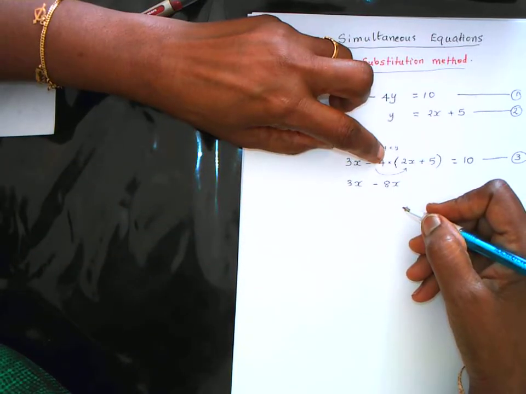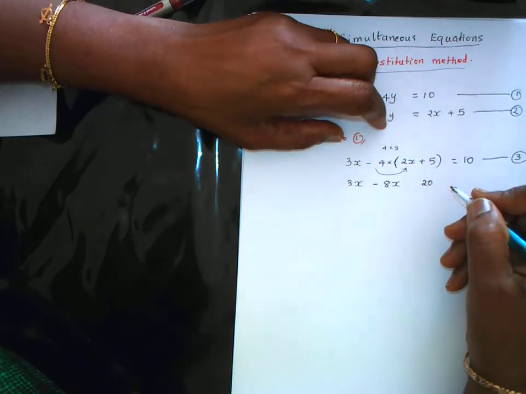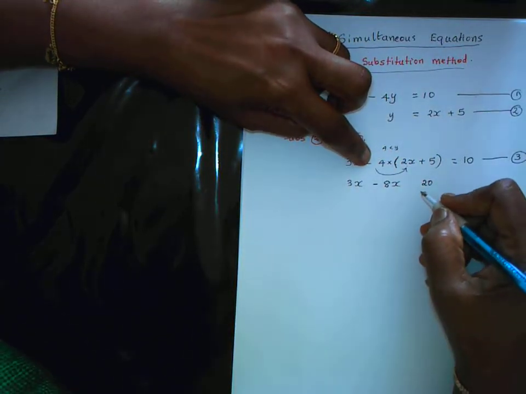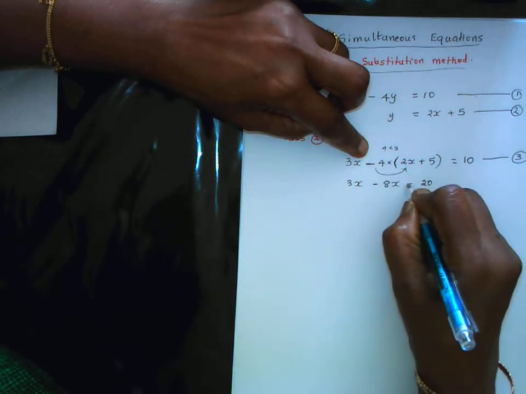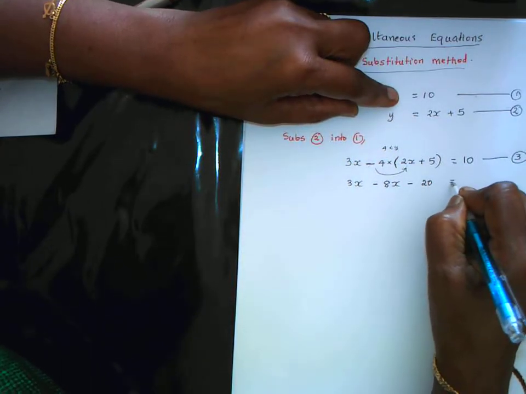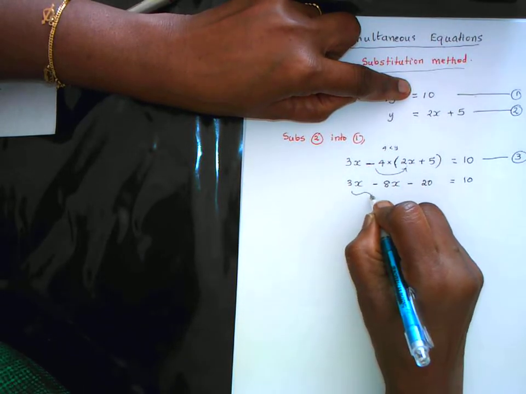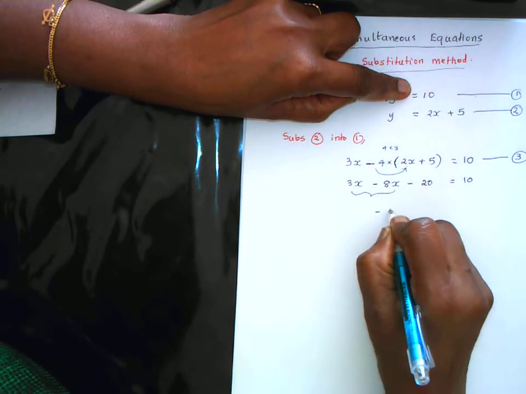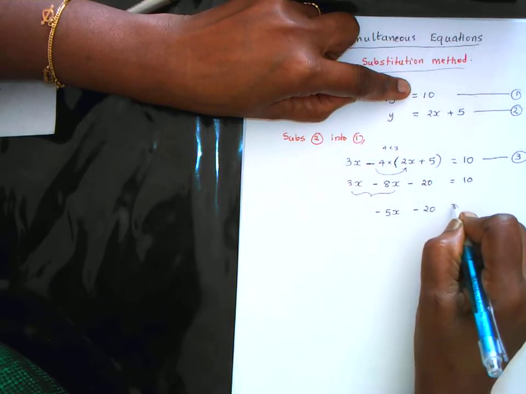People tend to write 4 times 5 as 20, which is not exactly right, because you have to do minus 4 times 5, which is minus 20. Minus 4 times positive 5 is minus 20. You have to be careful here. Then 10. Now combining these two terms, which gives me minus 5x minus 20 equal to 10.